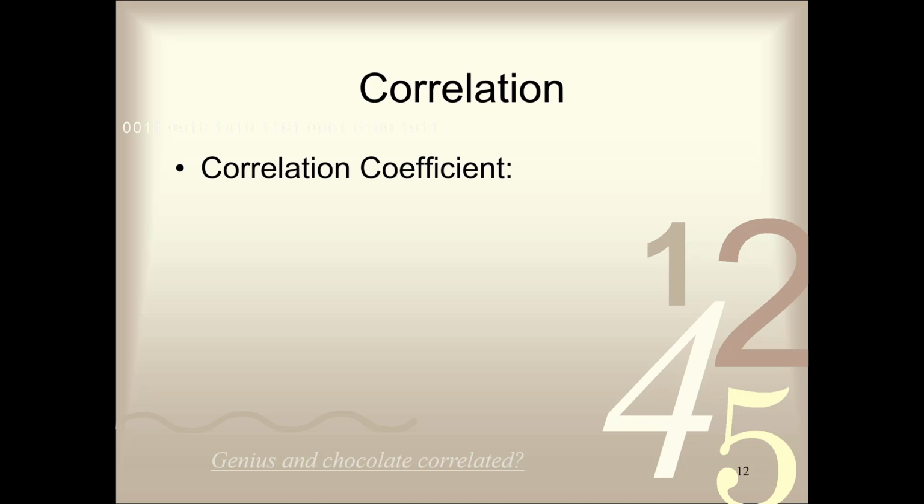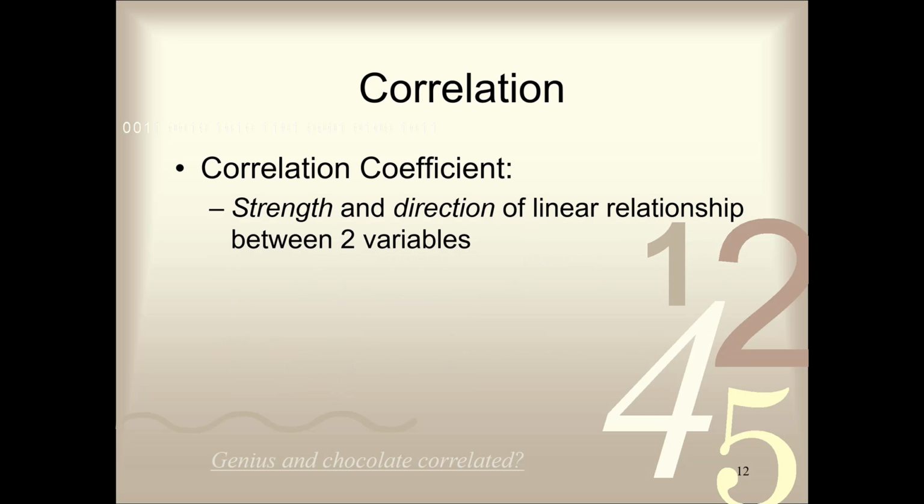Okay, this is called the correlation coefficient. It's the strength and direction of linear relationship between two variables. So it's basically the number associated with what the scatter plot was showing you. It can take on values from -1 to 1. So basically a strong correlation is going to be an R close to 1 or close to -1.